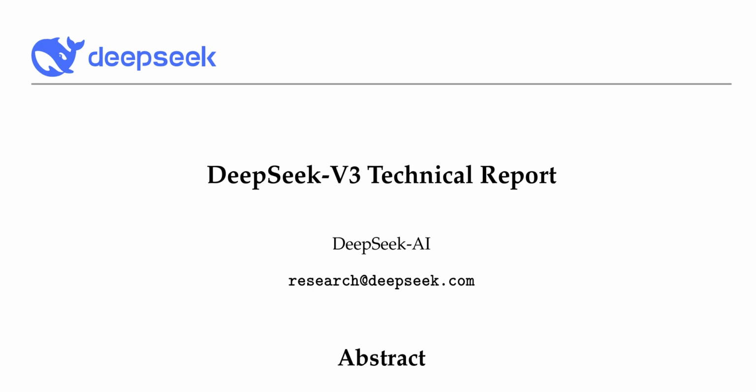Specifically, on AIME, MATH-500, and CNMO 2024, DeepSeek v3 outperforms the second-best model, Qwen 2.5 72B, by approximately 10% in absolute scores, which is a substantial margin for such challenging benchmarks. This remarkable capability highlights the effectiveness of the distillation technique from DeepSeek R1, which has been proven highly beneficial for non-o1-like models.